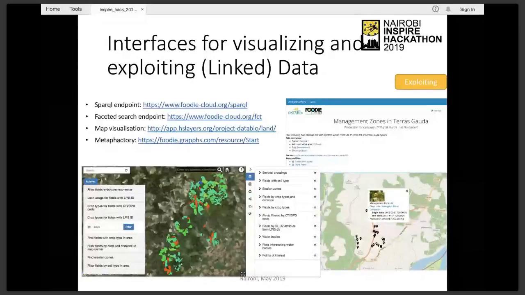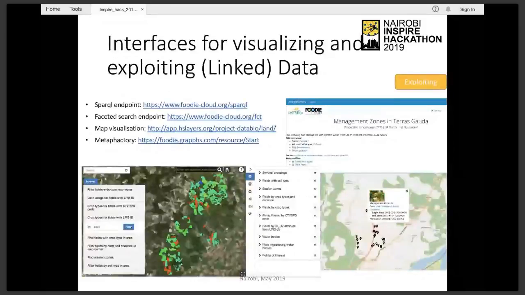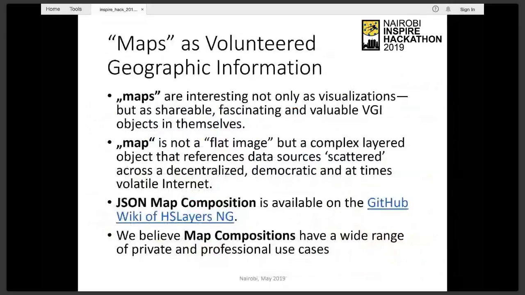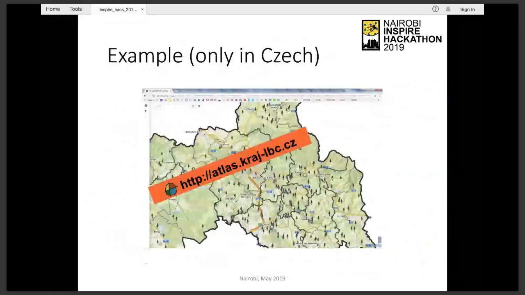And this is another way. For example, Karel's teams work a lot with creating maps in order to visualize the data. And they are doing this with HS Layer, which is one of the interfaces that I showed before here on the left side. So this is HS Layer. And in this case, for example, maps can also be composed. So you can have many sources in one map, and then you can share this map. For example, here, this is an example for Czech Republic, having data from many different data sources.